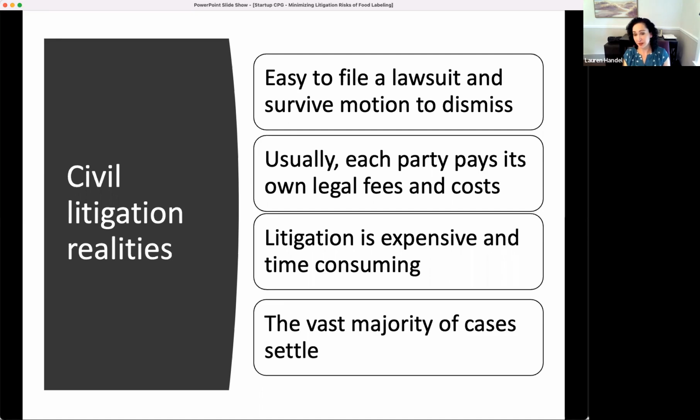It's expensive, right? Especially if you don't win on that early motion to dismiss, it's expensive, it's time consuming. It eats up a lot of resources to be involved in litigation. And so it should not be surprising that the vast majority of cases will settle. It's also unpredictable what the outcome will be of any case. But given the cost and the effort involved, there's a lot of incentives to try to settle lawsuits quickly.